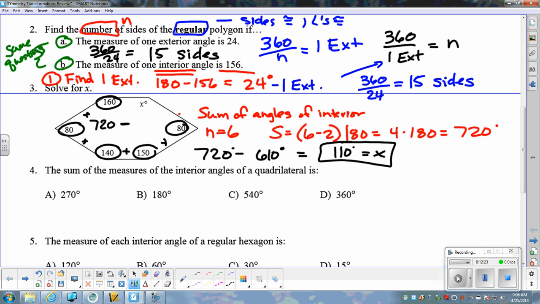Number 4, find the sum of the measures of the interior angles of a quadrilateral. Hopefully this is not one that we have to spend too much time on. We've done quadrilaterals plenty throughout the year, and so we should know that the sum of the angles is 360 degrees. If you don't, 4 minus 2 times 180 is going to give us 360.